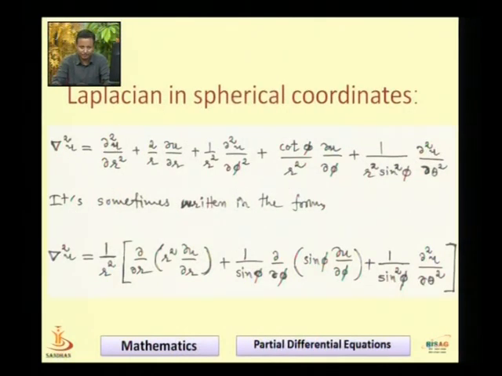So using this, the Laplacian in spherical coordinates is given by nabla square u or delta u equal to del square u by del r square plus 2 by r del u by del r plus 1 by r square del square u by del phi square plus cot phi by r square into del u by del phi plus 1 by r square sin square phi del square u by del theta square. It is also sometimes written in the form given in the next line.